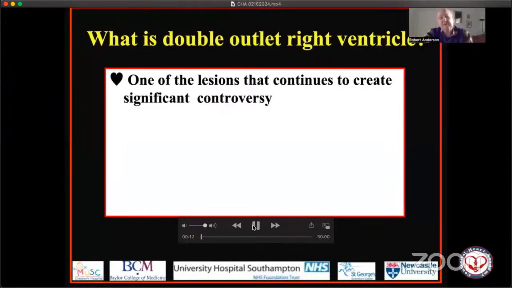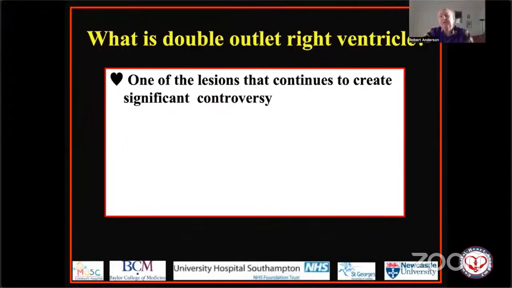For 2024. Now, I hope you will remember that in our first session, we posed the question, what is tetralogy of Fallot? So today, we're going to look at the very close lesion in many respects to tetralogy, namely double outlet right ventricle. Many of you will be aware that there is significant controversy regarding double outlet right ventricle, and not least its relationship to tetralogy of Fallot. So this is what we're going to be discussing with you today.